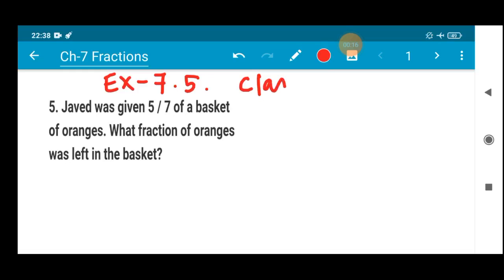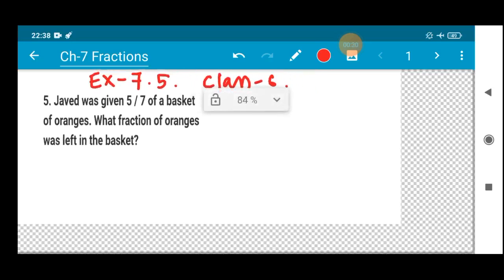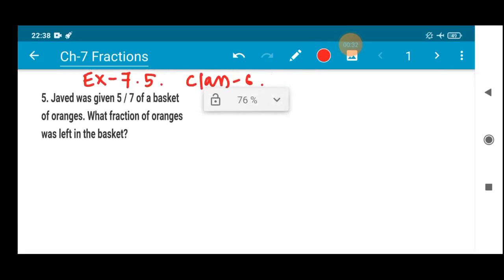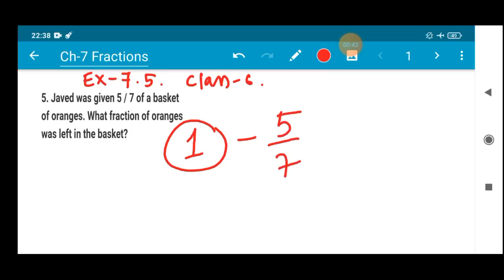Okay, so the question number 5 states that Javed was given 5 by 7 of a basket of oranges. What fraction of oranges was left in the basket? So that means with what you have to subtract? Of course from 1, because from the whole 1, that means 5 by 7 have been used, right? So what fraction of the oranges was left in the basket, that you have to calculate.